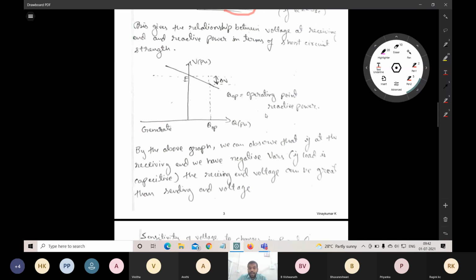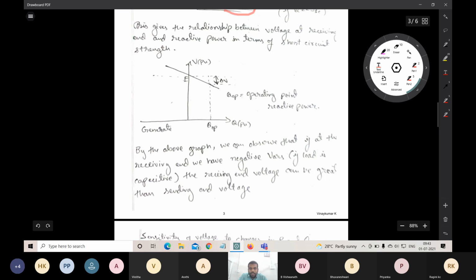This Ferranti effect can be minimized by using series capacitors connected in the transmission lines. In series with the transmission lines, if you connect series capacitors, we can avoid the Ferranti effect. So what is the Ferranti effect? If the receiving end voltage is higher than the sending end voltage. Similarly, the same effect we can observe here: if the change in the voltage is very high, the receiving end voltage will be higher than the sending end voltage.